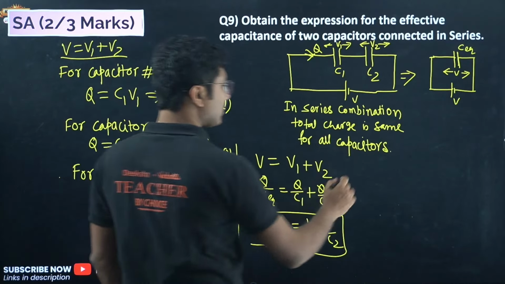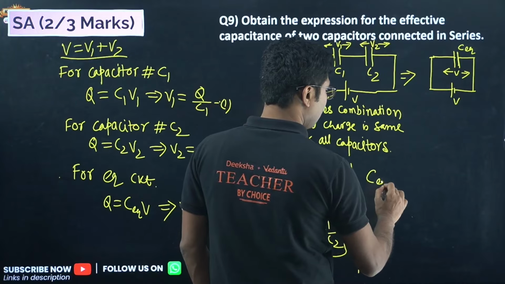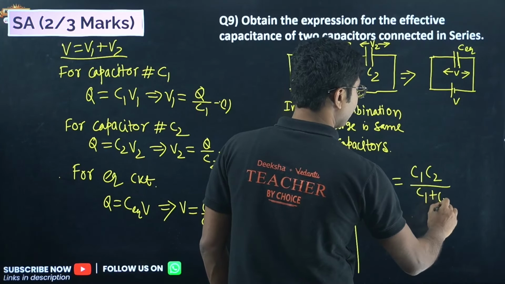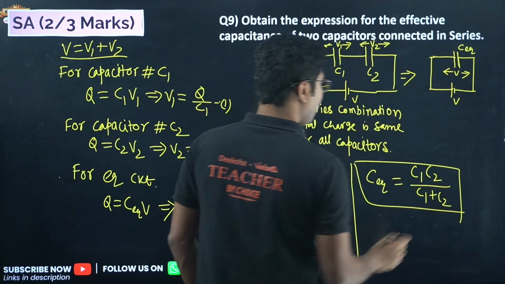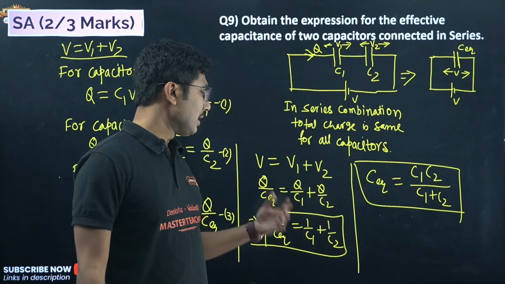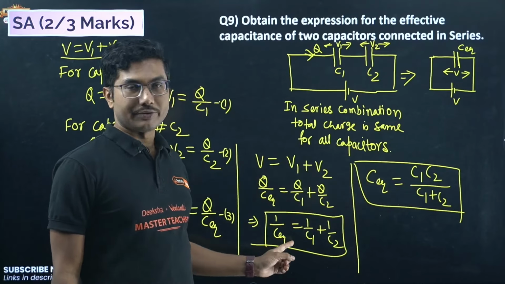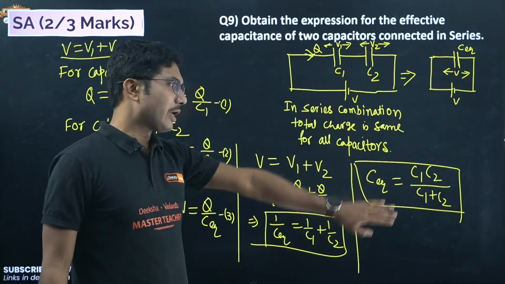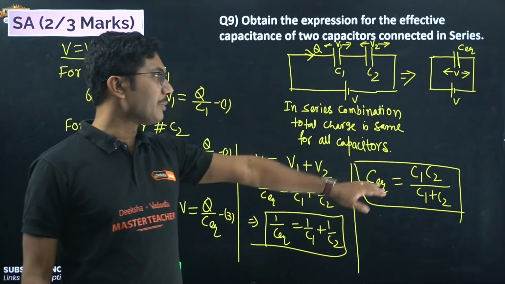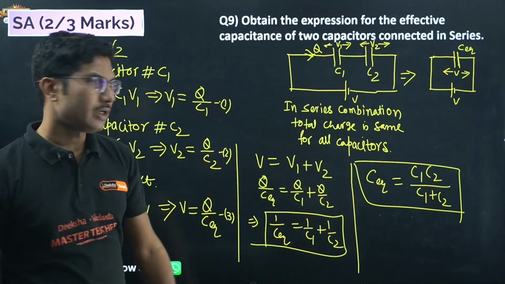But if you are solving some numericals based on this concept, this equation can be slightly modified into C1 C2 by C1 plus C2, right? You just need to add them normal like variables and then take reciprocals on both sides, because see here we have 1 by C equivalent. So this is a shortcut formula. You can show that in this derivation as well, no harm, but if you don't want to show it, you can skip it, because only because two capacitors are asked you can show this, otherwise it is not required.